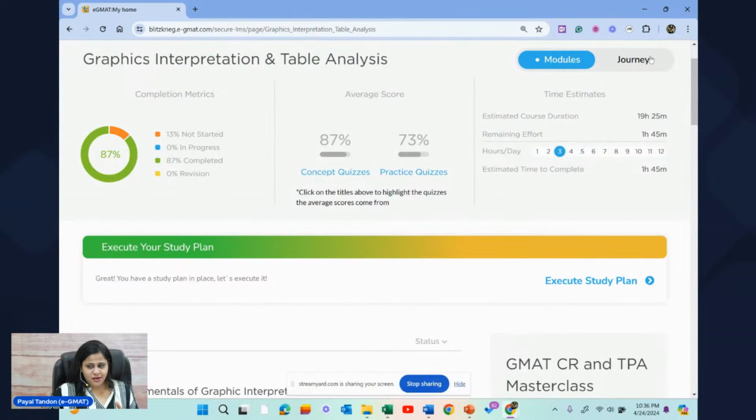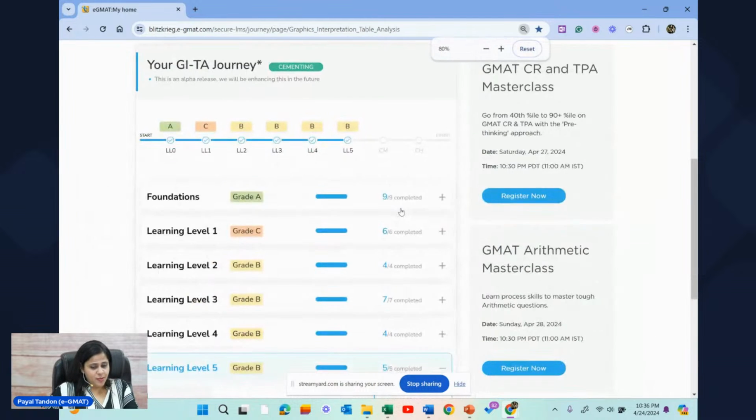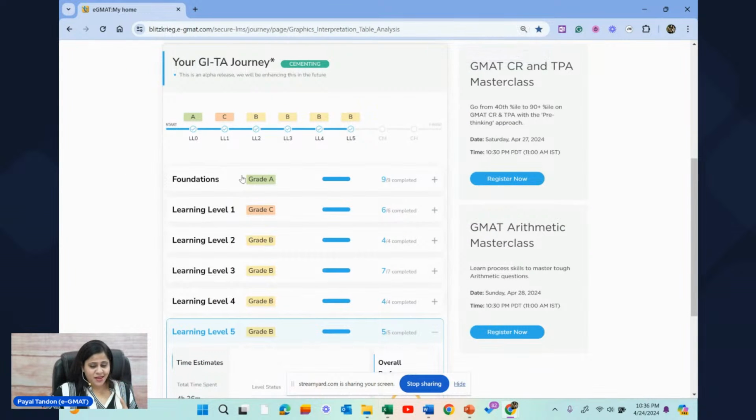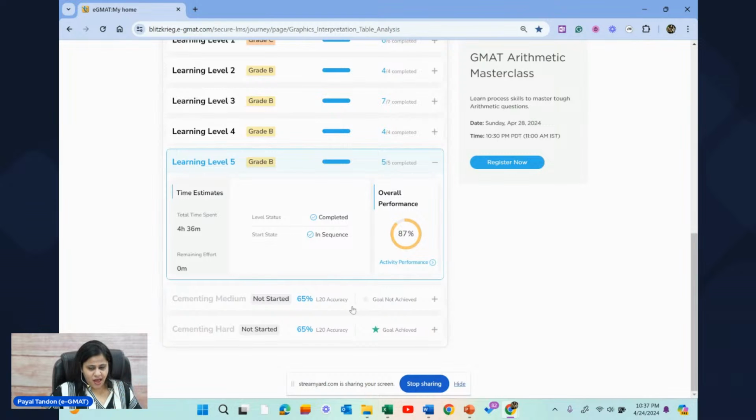Essentially, the entire platform is built on similar principles. You get feedback right there and then, right? So over here, for example, this student fared really well in the foundations, but in learning level 1, he was just at the average level. In learning level 2, he was between 60 and 75 percentile, right? And then the student did cementing in medium, but did not really achieve his goal, but he was able to sustain, and then he was able to achieve his goal in hard cementing.